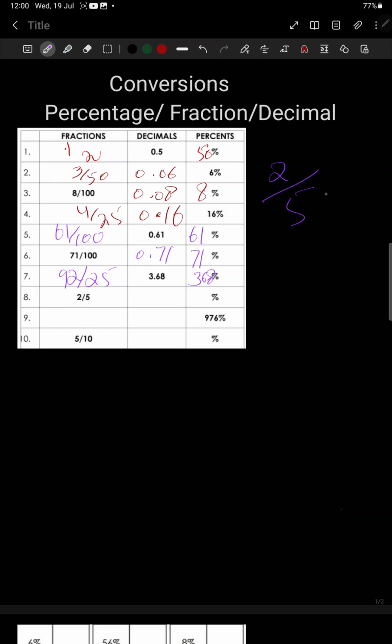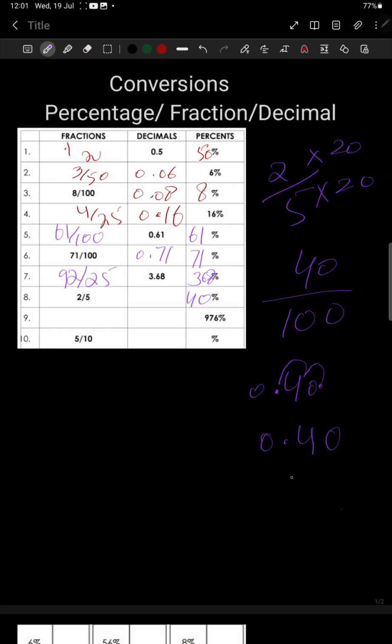So 5 20s are 100. So I will multiply the numerator as well as the denominator by 20. So I will get 2 2s are 40, 5 20s are 100. So I have converted this in the form of 100. So this is 40%. And over here the decimal will move 2 steps back. From 40 it will move 1, 2. It will come over here. So it will be 0.40. And we need not write the last 0 over here. So we can just write 0.4.